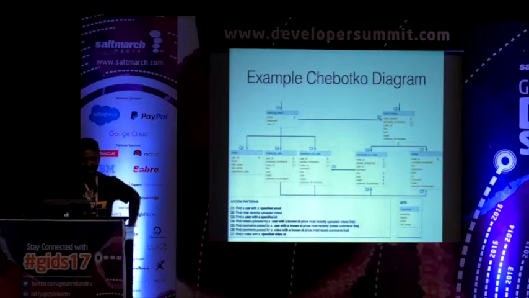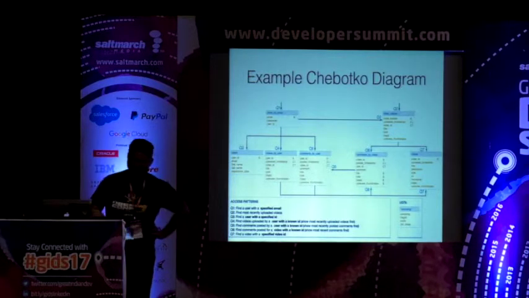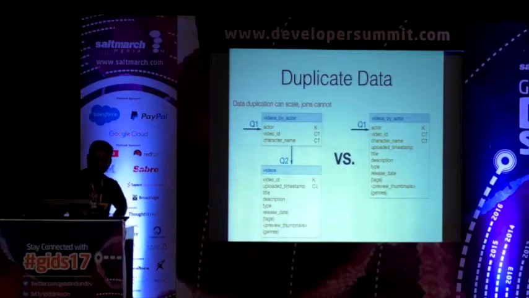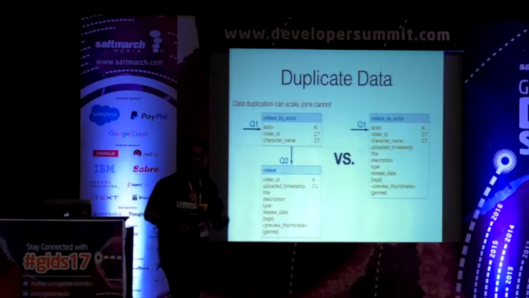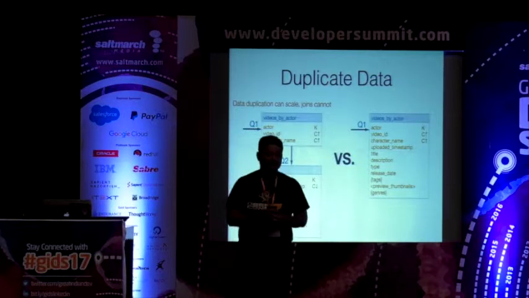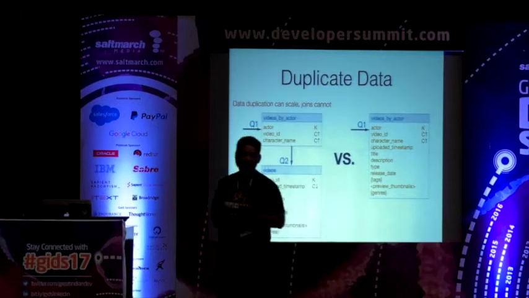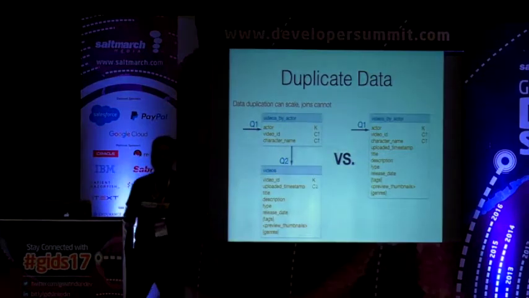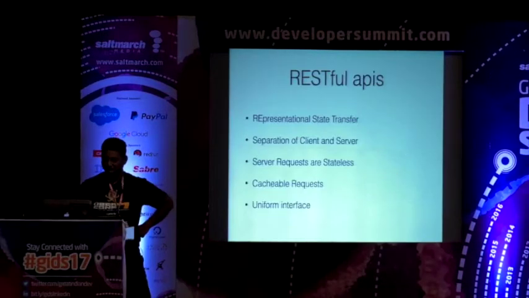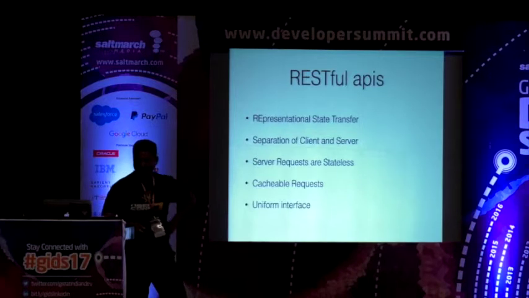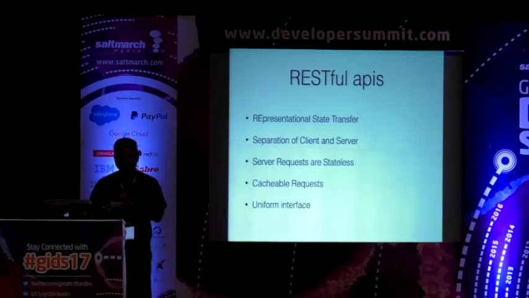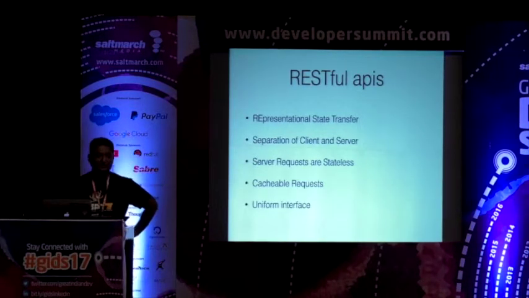So you come up with this Chebotko diagram. It came from DataStax. You can read about it in more detail. Duplicate data is perfectly fine because you are making sure that even if you have terabytes of data, you are performing. You would not fail, and you will be able to get the data out. Now let's talk about RESTful APIs as a whole, like what the other attributes of APIs are.